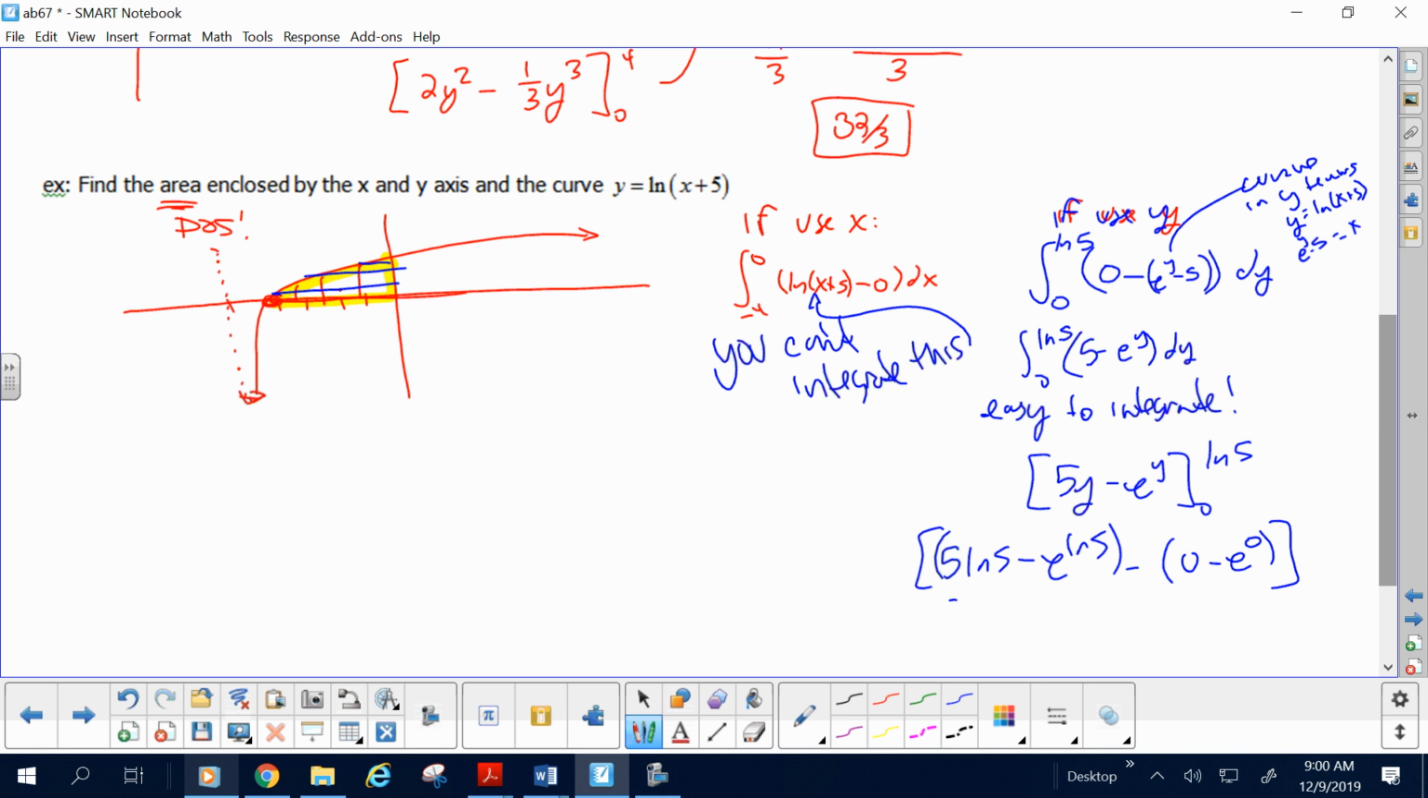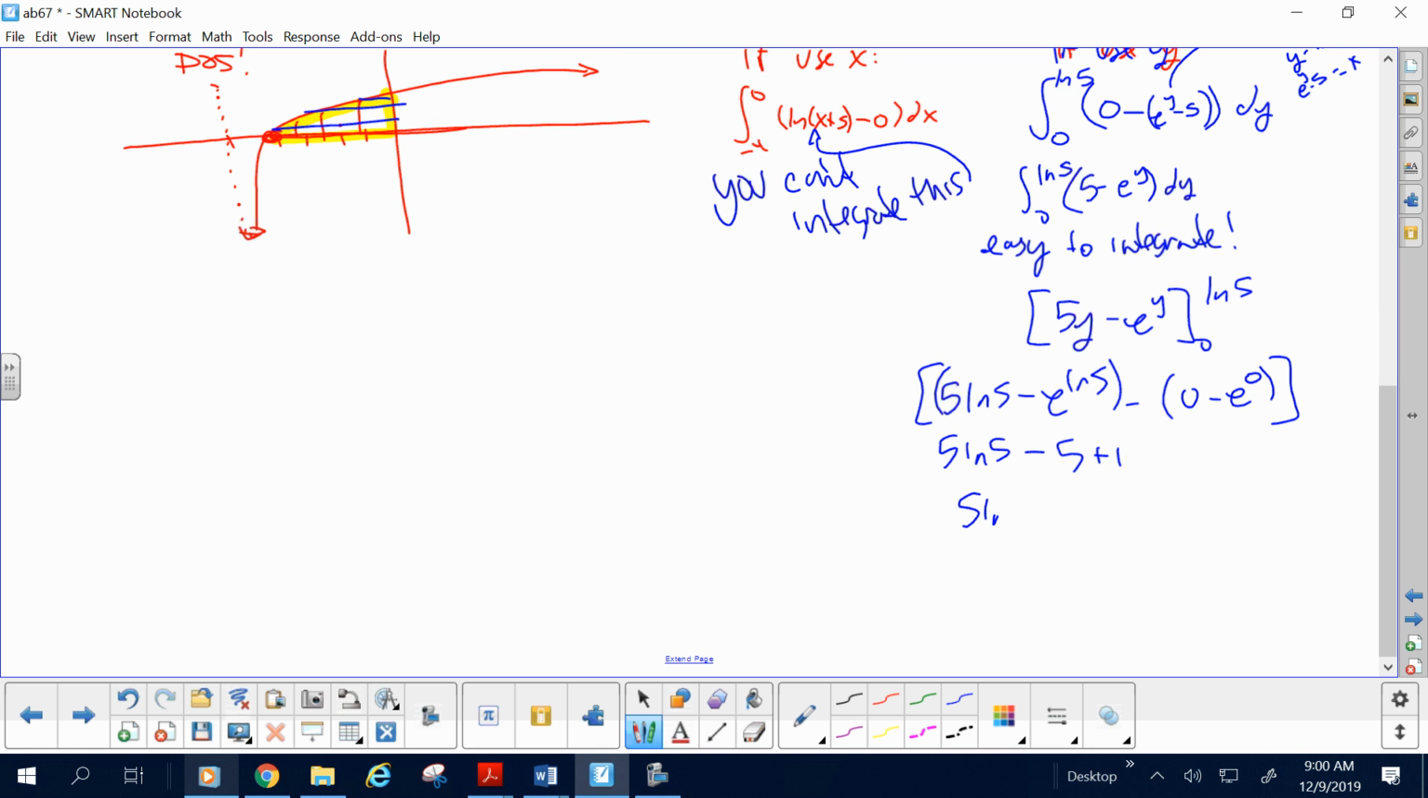5 log of 5 is fine the way it is. What is minus e to the log of 5? Minus 5. And what is minus negative e to the 0? Plus 1. So your final answer is 5 log of 5 minus 4.